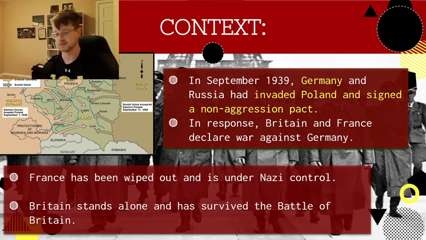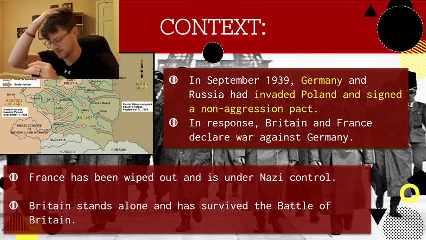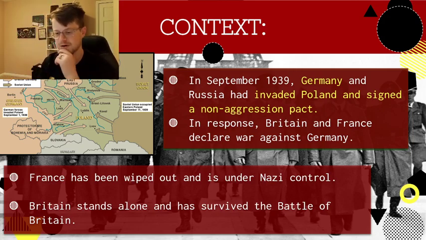Now, obviously, we talked last lesson, France is out. It's under Nazi control now. And Britain is alone, and by this point, at least in 1941, which is the year that we are in, they've mostly gotten through the Battle of Britain. It's ending, at least tailing off compared to where it was at its height earlier. So let's get right into it.